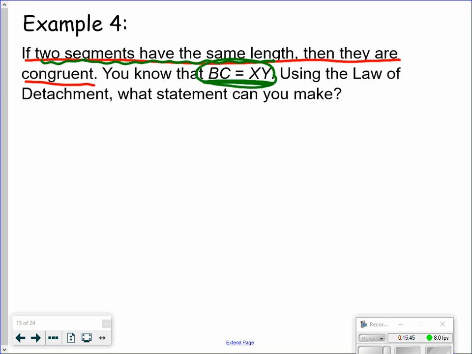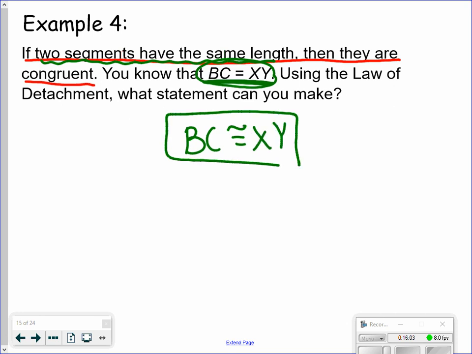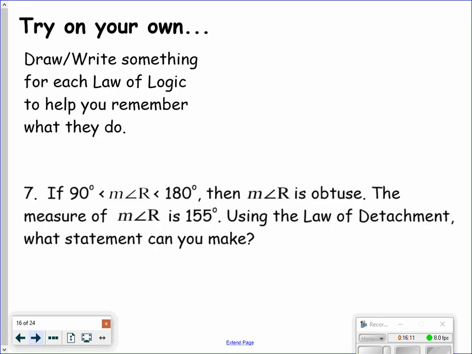It says use the law of detachment. What statement can you make? So if two segments have the same length, which BC and XY do, then they are congruent. So what can you make? Well, if BC is equal to XY, based off of that rule, BC is congruent to XY. Just like the rule of being tardy 3 times, you're going to get detention. Okay, so keep that in mind. You can come back and answer this, write something to each law of logic to help you remember what to do. Okay, if you want to, you could put law of detachment, detention problem.